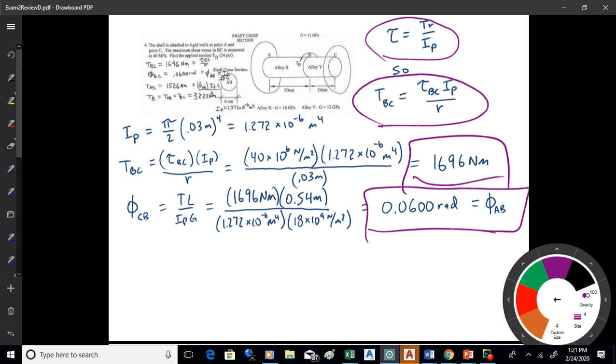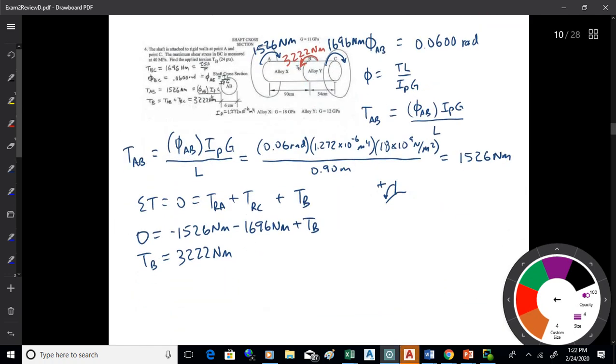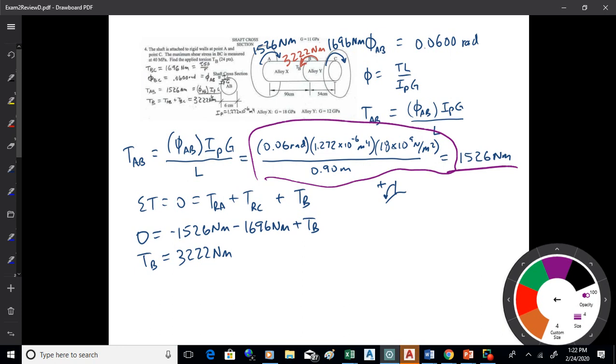Okay? Now once I know the angle at B, I realize that I could also have found it going from A to B. Okay? So if the angle is TL over IG, the torsion will be phi, the angle, times IP times G over L. I can plug all that stuff in, and I can find what the torsion is in AB that would cause that angle. It's 1526. So what I can then do is add the two torsions together, the reactive torsion at A and the one at C, and I'll get the torsion that had to be applied at B. Okay. So that's the deal with that one. We doing okay?